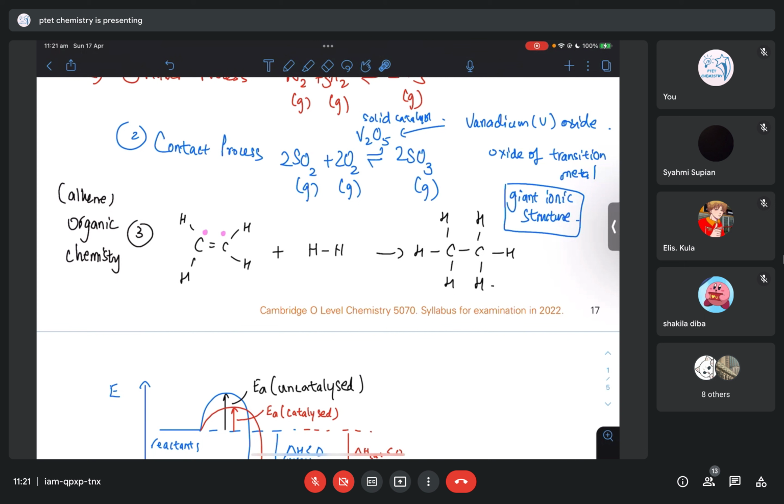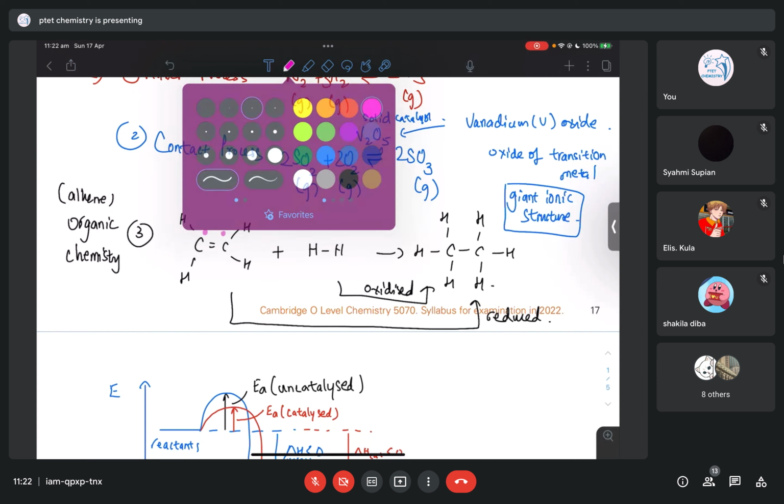Both the carbon gain hydrogen. Gain of hydrogen is what you call reduction. So this thing has been reduced. This thing has been oxidized. So the H2 has been oxidized. The alkene has been reduced because both carbon gain hydrogen.